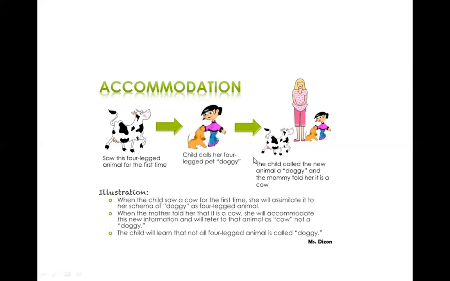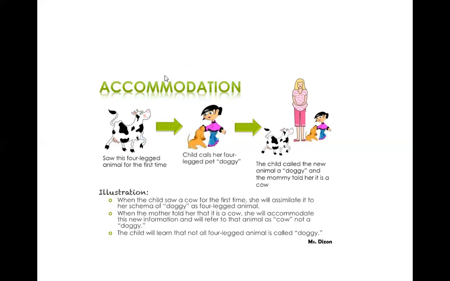But this is assimilation. Assimilation means that when the girl sees a cow for the first time, she will assimilate it to her schema of doggy. Her schema of doggy means she has a preconceived notion that any four-legged animal is called doggy.